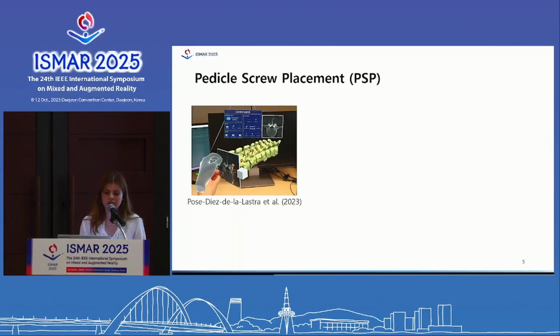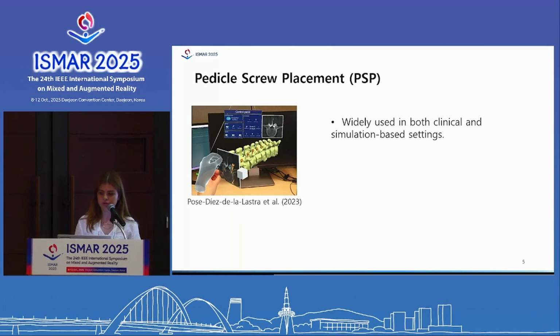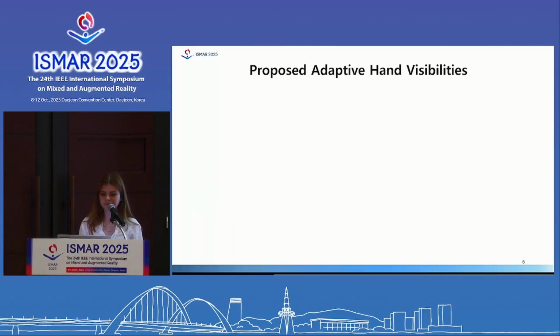So in our study, we implemented VR-based pedicle screw placement. It's a commonly used procedure in spinal surgery where accuracy is really critical. We chose this task because it requires really high precision, and in this study our aim is not to investigate this from a medical perspective. Instead, as this task requires really high precision, that's the reason we implemented it in VR.